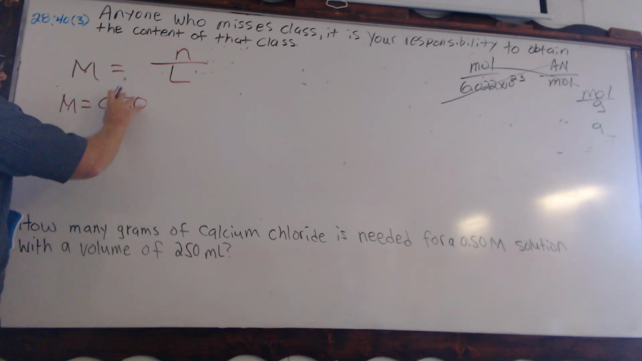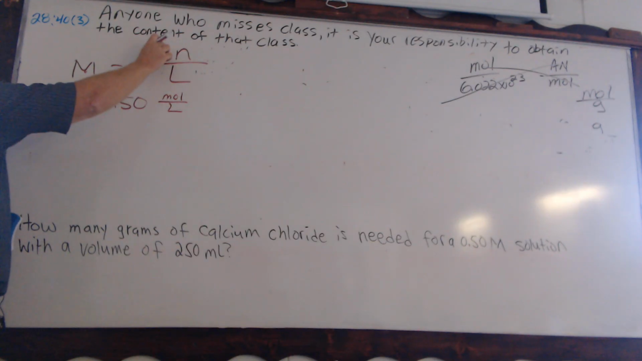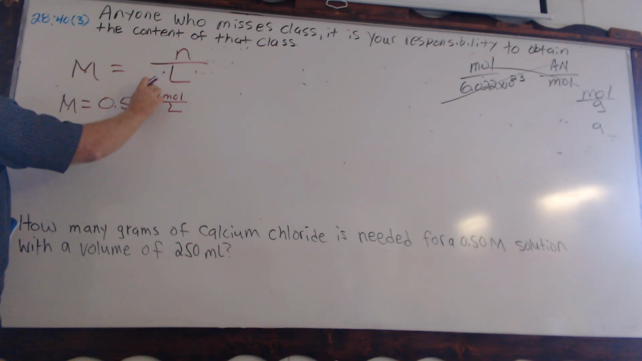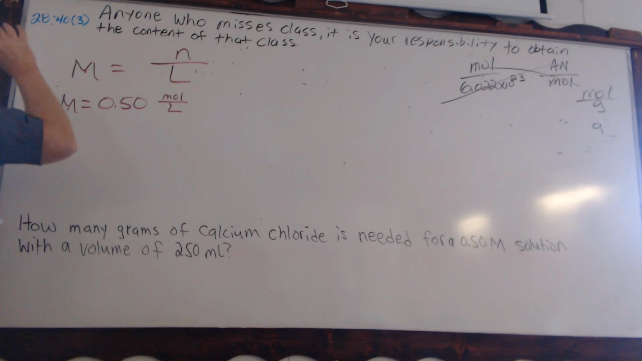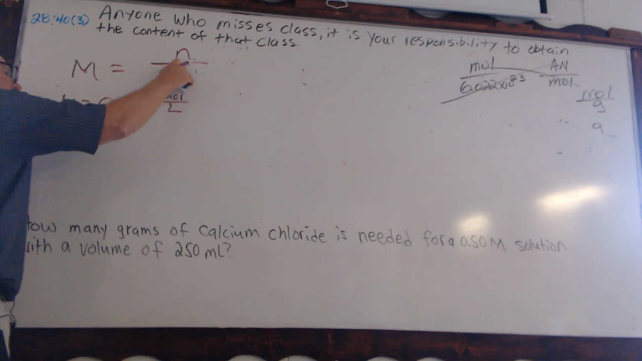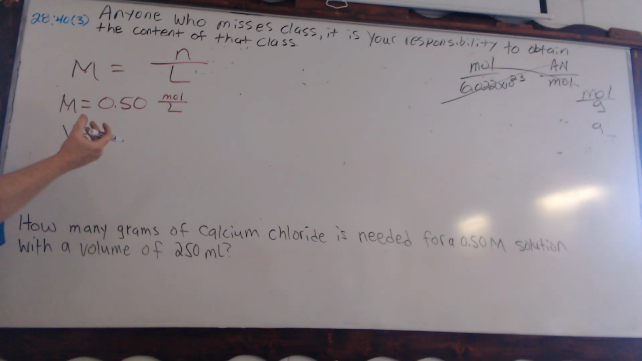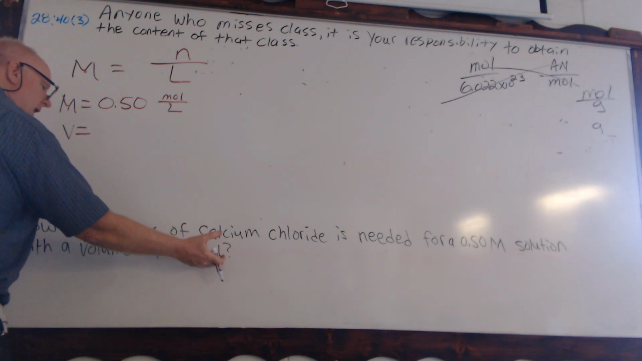0.50, and again, that's a molarity in moles per liter. N also stands for moles. This means the exact same thing. Then, our volume. What's our volume that we want to make this solution? 250 milliliters. Now, notice this is in liters, so this is in milliliters. The numbers look the same, but our label is different.